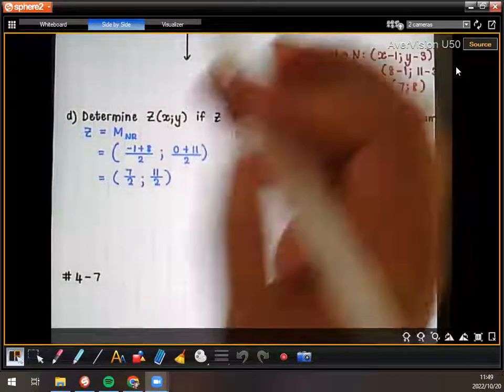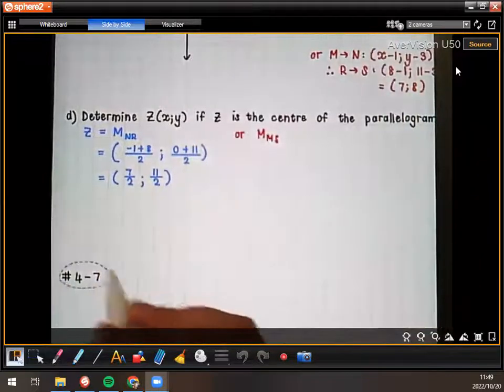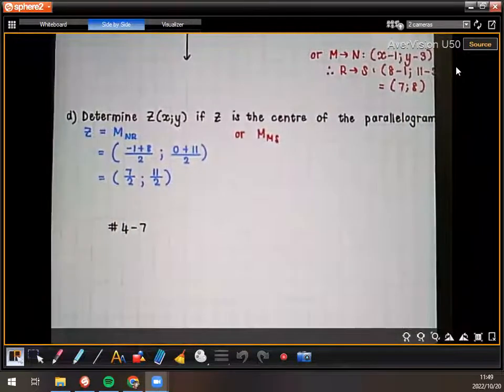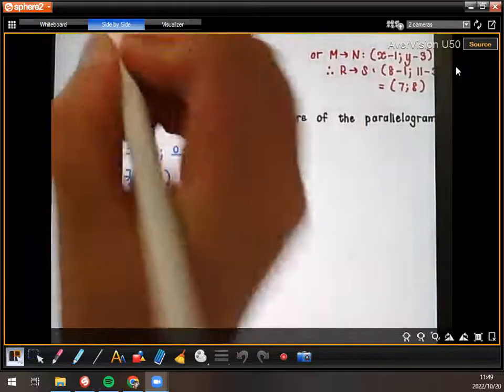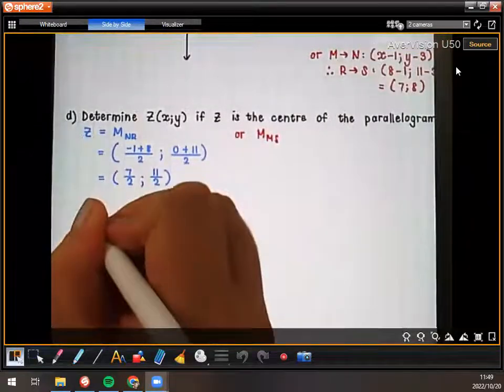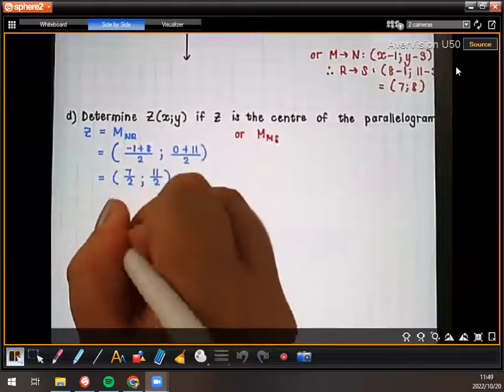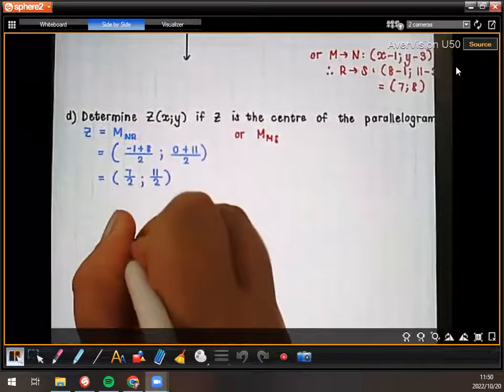I wrote here that I want you guys to do numbers 4 to 7, but I just want to check if there is a parallelogram question in that. No, there isn't. I'm just looking for one quickly. So I would like you actually first to do exercise 11.4, just to practice that parallelogram thing.